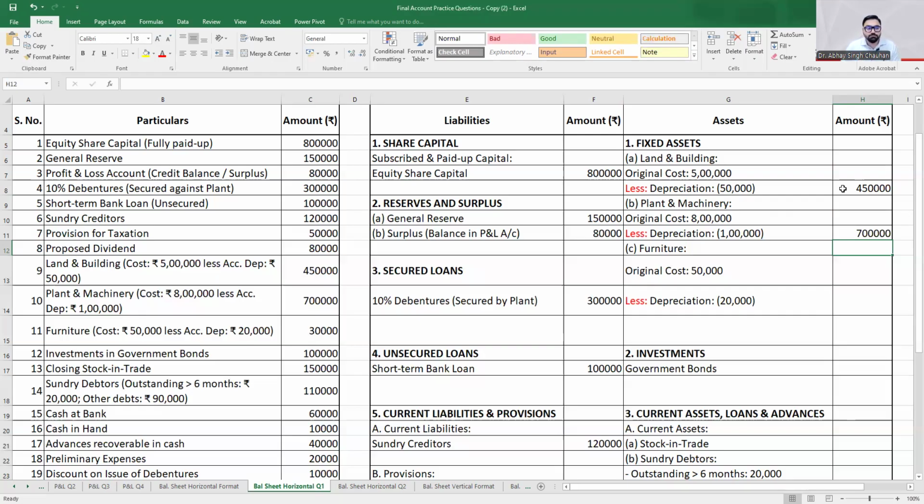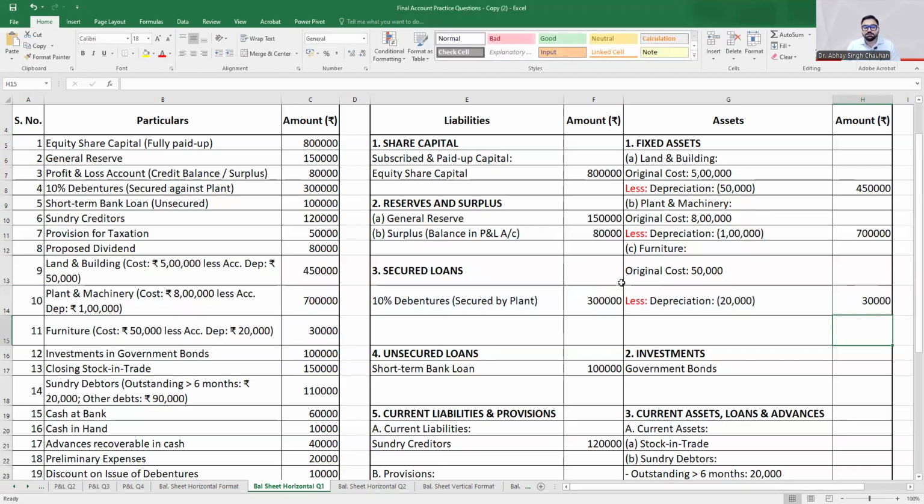Now the next one is furniture. When we look into the furniture part, the original cost is 50,000 and the depreciation value is 20,000. So the value has been reduced again. In this case also, the total value came out to be 30,000. So we'll mark equals to, go to the respective tab, and press enter, right?